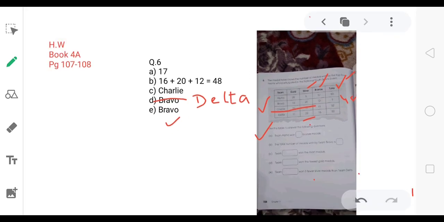So after doing this, one is your homework. Book 4A, page 107 to page 108. Try to do this at home. Any problem, then please ask me.